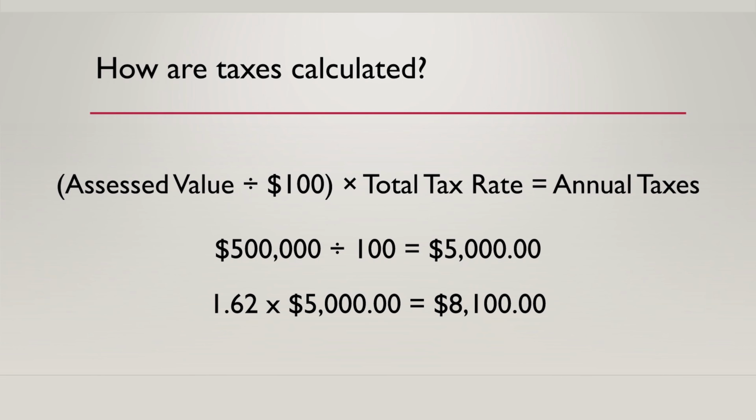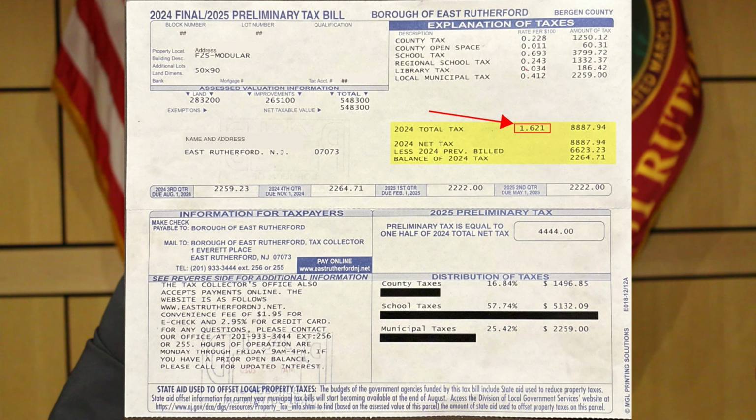How are your taxes calculated? Here is the formula to calculate your annual property taxes. You take the assessed value of your home divided by 100, times the total tax rate, equals annual taxes. For example, if your assessed value is $500,000, you divide 500,000 by 100, which equals $5,000. If your tax rate is 1.62, then it's $5,000 times 1.62, which equals $8,100. You can also break down the individual taxes by repeating the same formula using each tax rate.